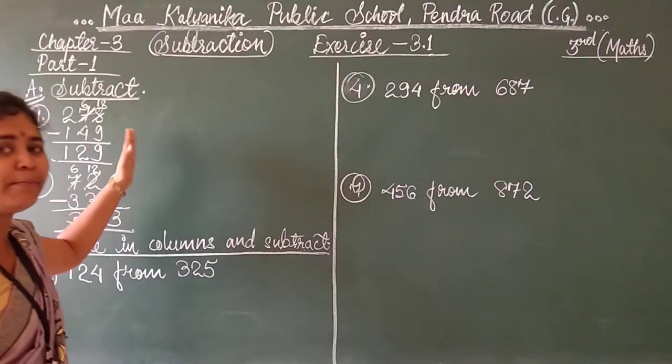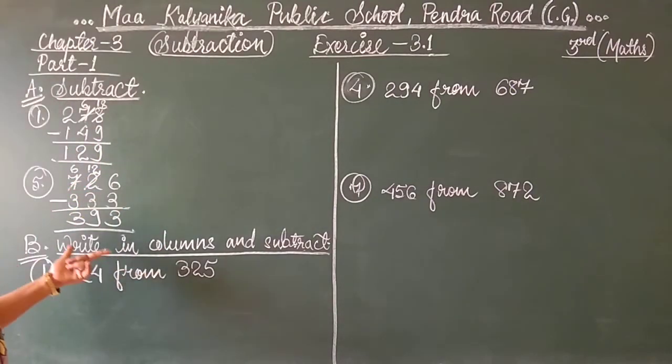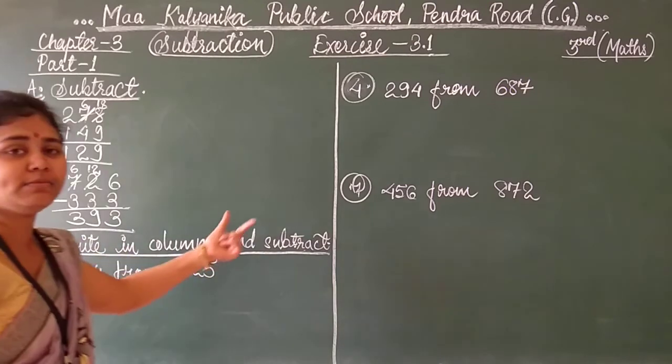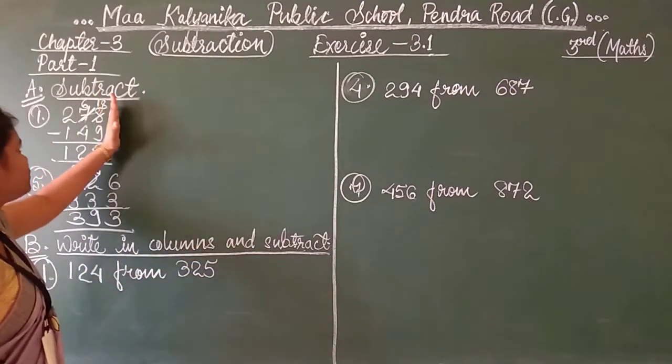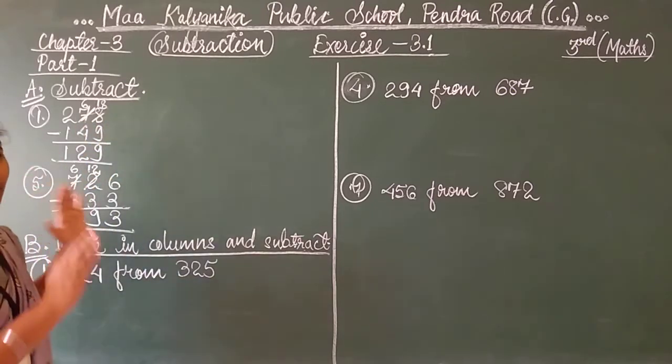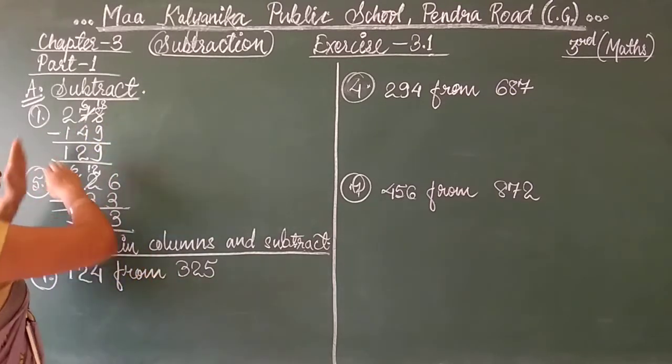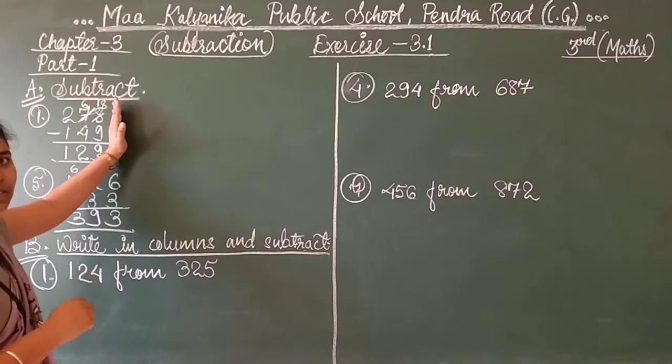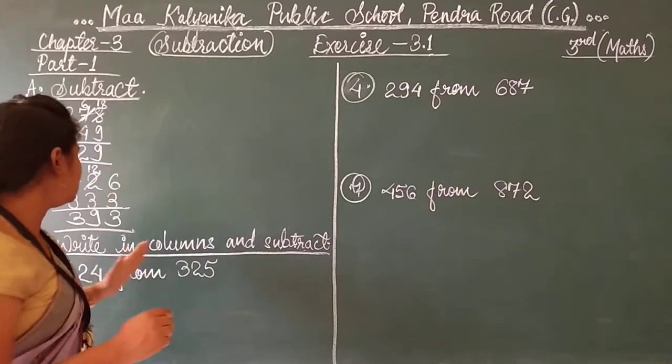So students, I am proceeding to the next question, B. Write in columns and subtract. Students, in question number A, the question is already given in columns, so there is no need to write in columns. As it is, you will write and calculate the answer.